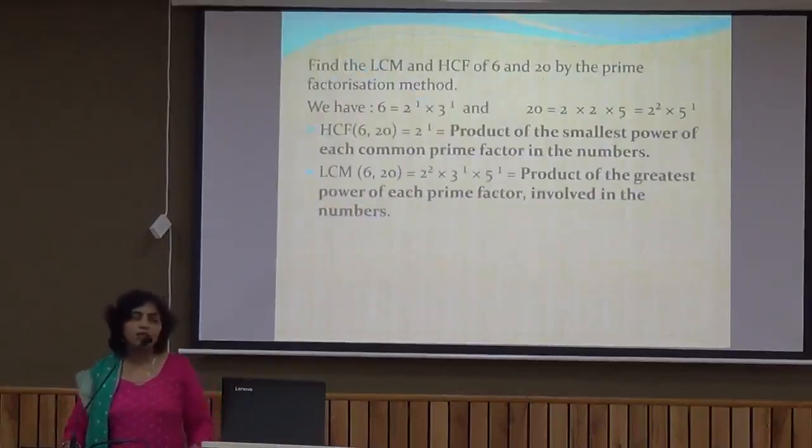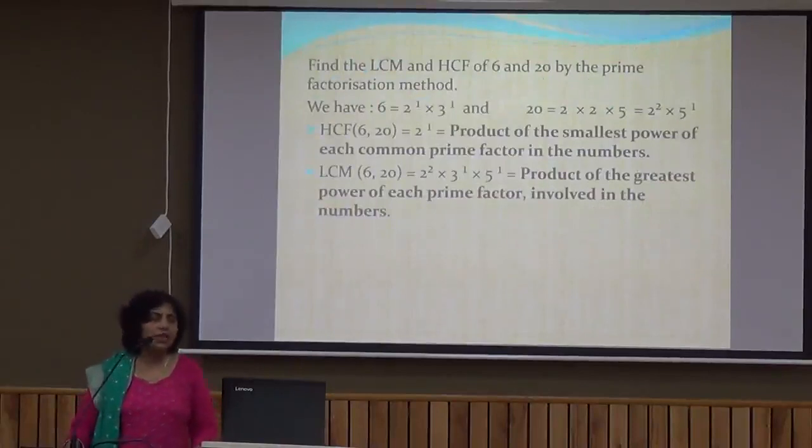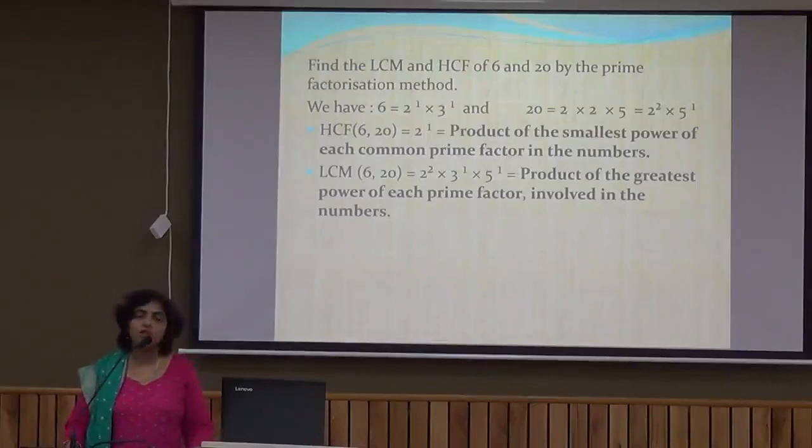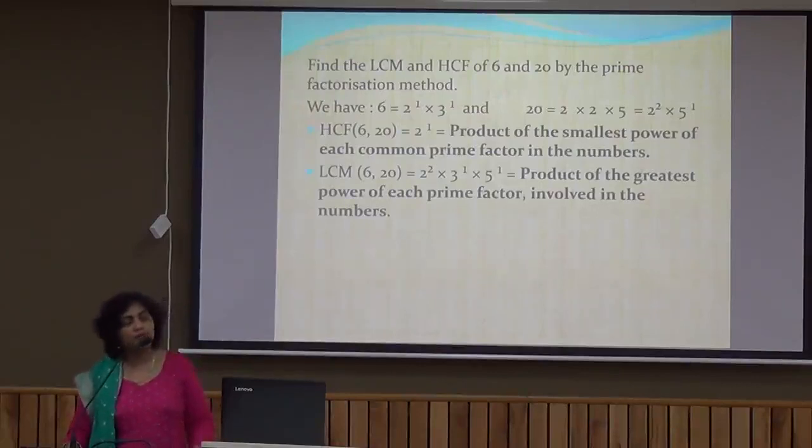Let's see an example. We take 6 and 20 and calculate the LCM and HCF by prime factorization. The prime factorization of 6 is 2 raised to power 1 into 3 raised to power 1, and 20 is 2 into 2 into 5, or 2 raised to power 2 and 5 raised to power 1. For HCF, 2 is the only common factor in both 6 and 20, and the least power of 2 is 1. So HCF is 2 raised to power 1, or simply 2.